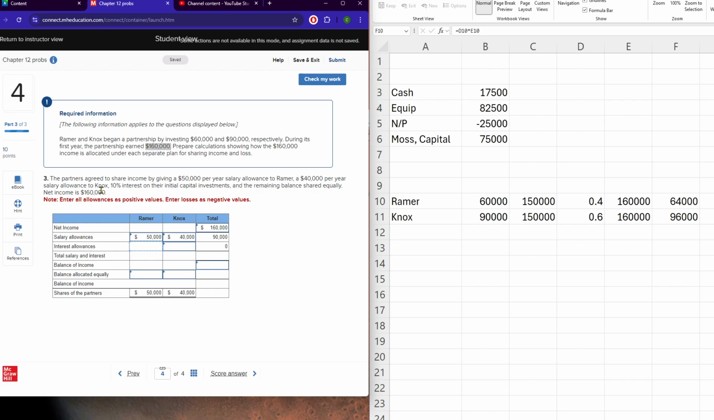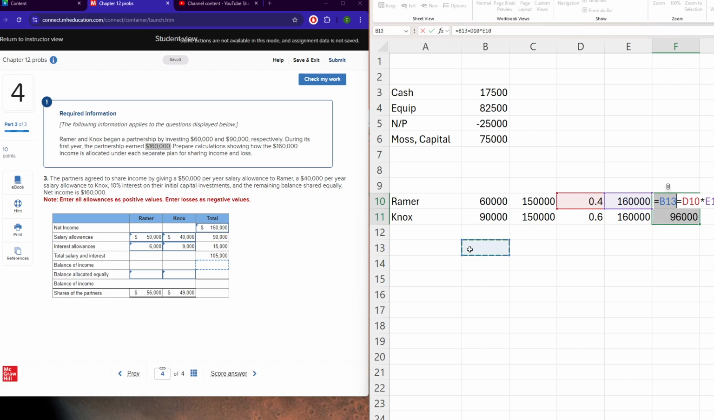Okay. 10% of their capital investment. Well, for Raymer, that's going to be 60,000 times 10%, which is 6,000. And then for Knox, we will have 10% of 90,000, which is $9,000. So of that income of $160,000, you see that 105 is already spoken for. And at this point, we're just going to split that between the two partners.